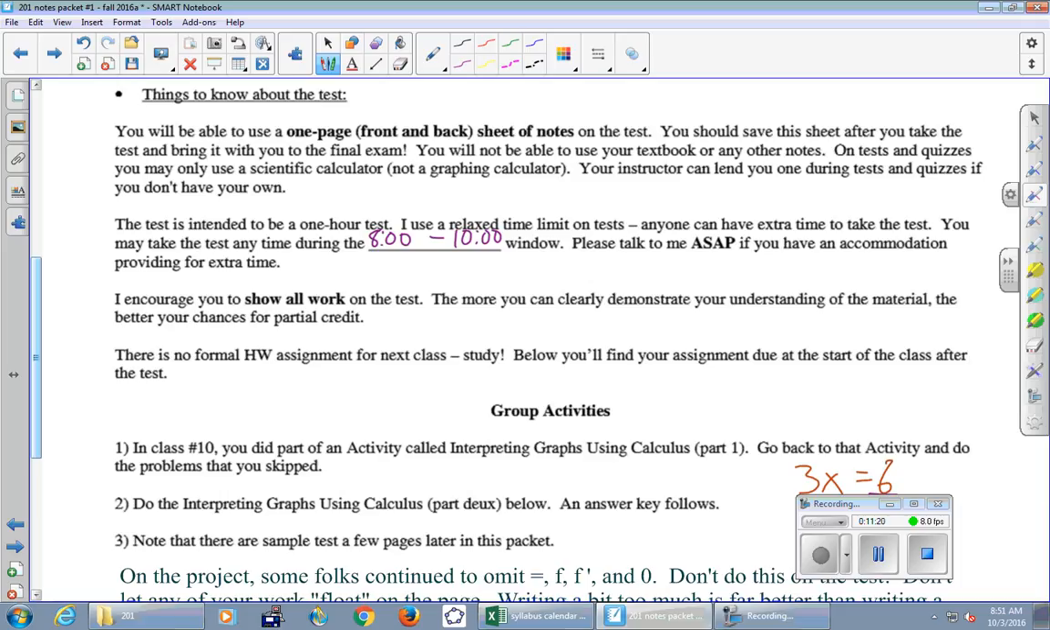And do talk to me ASAP if you have an official accommodation for extra time. I encourage you to show all work on the test. The more you can clearly demonstrate your understanding of the material, the better your chances for partial credit. There is no homework assignment for next class. Study. Below, you'll find the assignment due at the start of the class after the test.